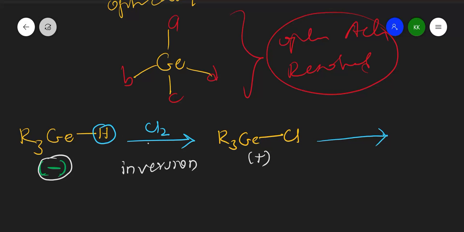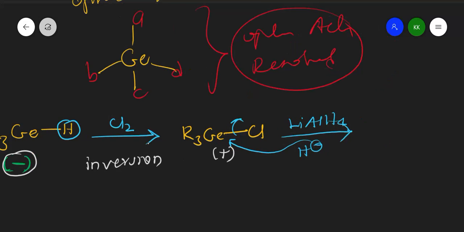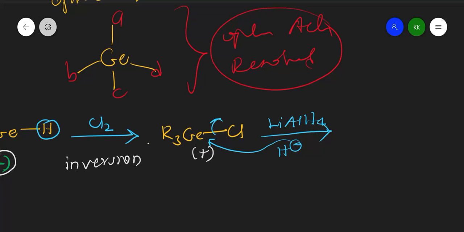Further, when the same compound was treated with LiAlH4, H4 means they will be rich in hydride, so the chlorine will be replaced by hydride. It was plus, and they got one more product. Here R3 will remain as it is, germanium, and chlorine is again replaced by hydrogen. It was plus here, and it is plus here. So here retention happened.